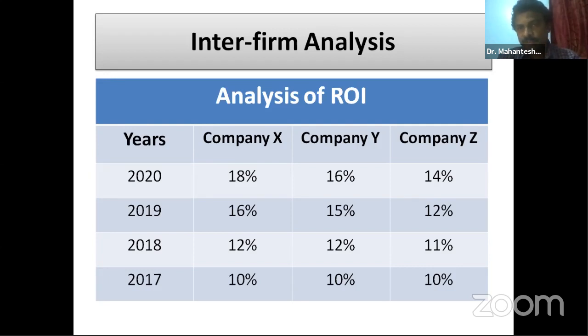of return on investment in the last 4 years, when you do interfirm analysis, if you are company Z, your performance trend analysis shows your performance is good. 10, 11, 12, 14: what does the trend analysis say? Your performance has been increasing. But when you see the interfirm analysis, what do you find? Your performance has increased individually, but your performance increase in comparison with your close competitors is not satisfactory, is not good, you can say.